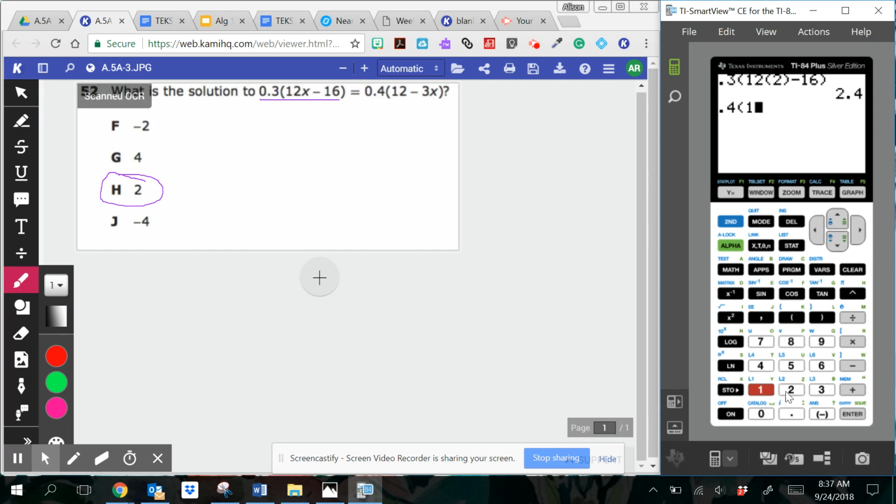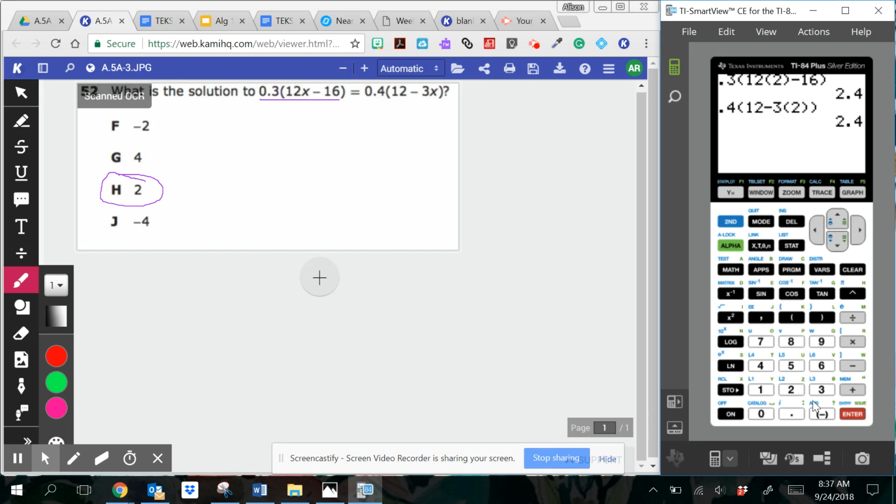0.4 times 12 minus 3. Again, this is where I'm going to put my x. I think it's 2. Bam, it's equal. So I know that I have the right answer.